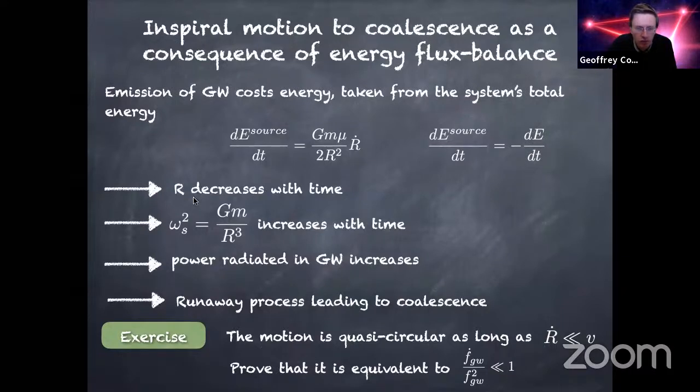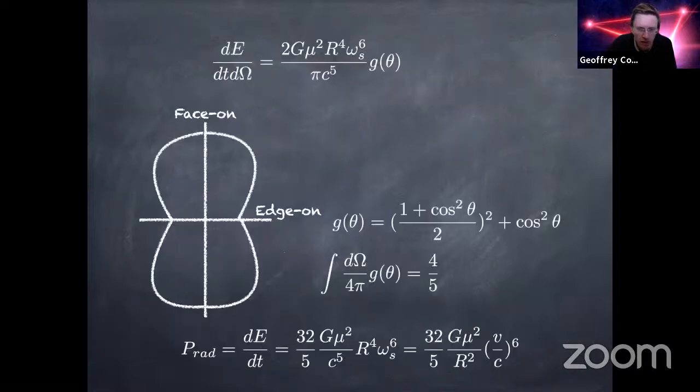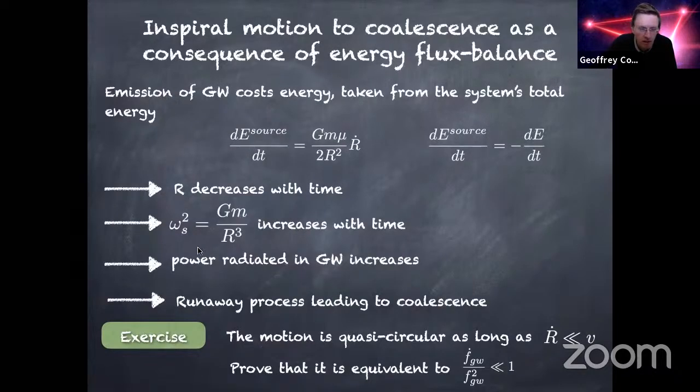So there's a shrinking of the radius, but the frequency of the source, by Kepler's law, is given by this. So it means that the frequency is increasing with time. And now from the formula of the radiated power, the power is proportional to omega_s to the power 6. So if omega is increasing, the power radiated increases very fast because of this power 6. So there's this runaway process leading to coalescence that is accelerating. That's the proof that there is this inspiral.